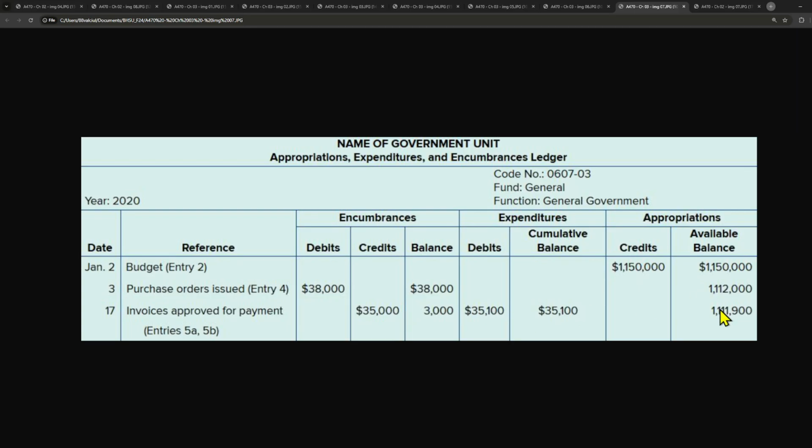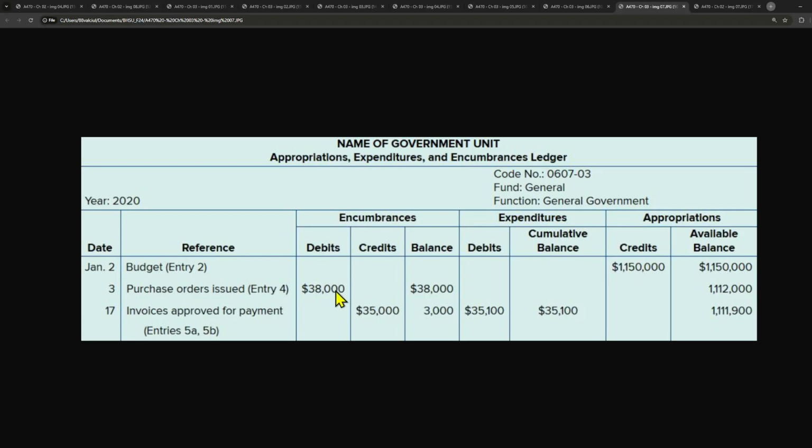Now you may wonder, well, if I initially set aside 38,000 and I only used 35,000, why don't I return that 3,000 to the appropriations to be able to be used for something else? Well, there could be a lot of different reasons. They don't mention here what the particular reason is, but I'll give you a couple of ideas.